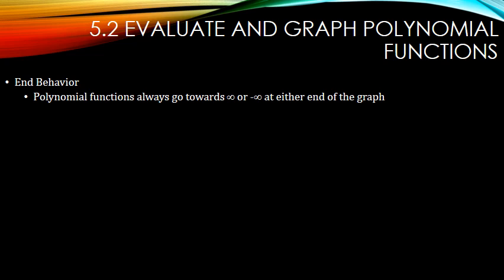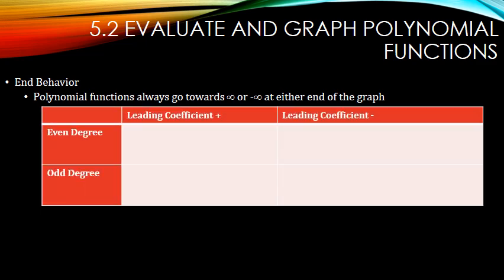We also need to talk about end behavior. A polynomial function always goes towards infinity or negative infinity, that means up or down, at either end of the graph. If there's an even degree with a positive leading coefficient, both ends go up. If we have an even degree with a negative leading coefficient, both ends go down.